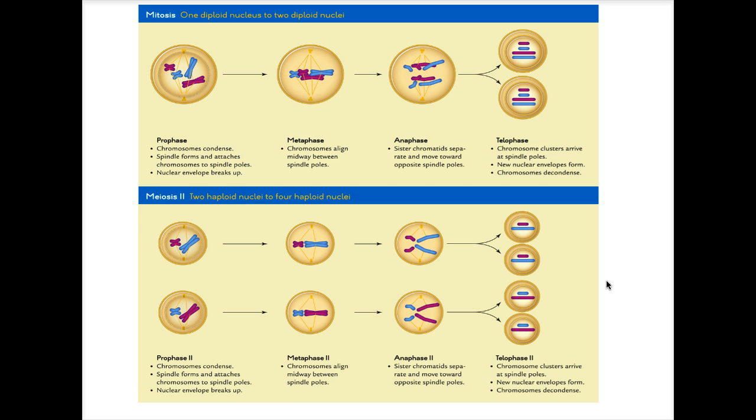So in comparison, these are side-by-side comparisons of an overview. In mitosis, you start with a diploid cell and you get diploid cells. So from one parent cell, you get two daughter cells. Whereas in meiosis, you start with a parent cell that's diploid and you end up with 4 haploid cells.